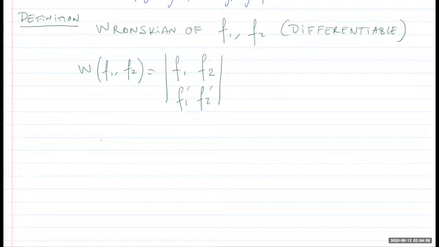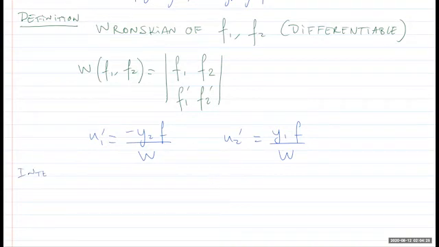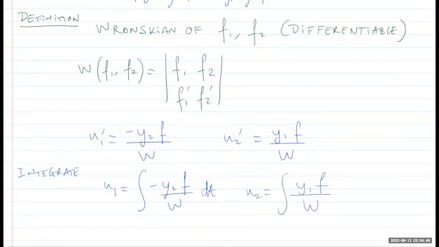With that definition of the Wronskian, I have u1 prime is equal to negative y2 times f divided by W, and u2 prime is equal to positive y1 times f divided by W. I integrate u1 prime and u2 prime, I'll get u1 and u2. So u1 is equal to the integral of negative y2 f over W. And u2 is equal to the integral of positive y1 f over W. Okay, so by the way, check out how the subscripts alternate and how the signs are different.